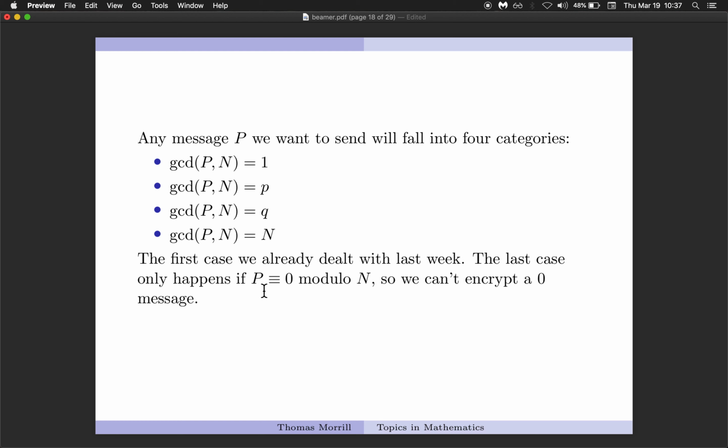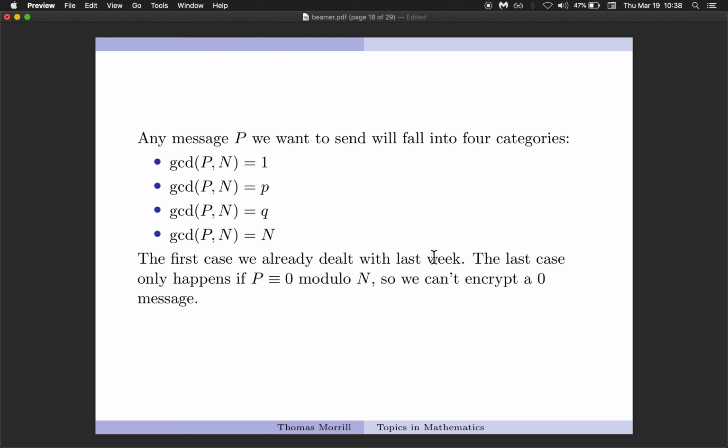So if we have some n, which is the product of two prime numbers, there's only 4 possibilities for calculating the GCD of the message we want to send and n, because n only has 4 divisors. So the GCD could be 1. The GCD could be just a single one of the prime factors. The GCD could be the other prime factor, or the GCD could be n.